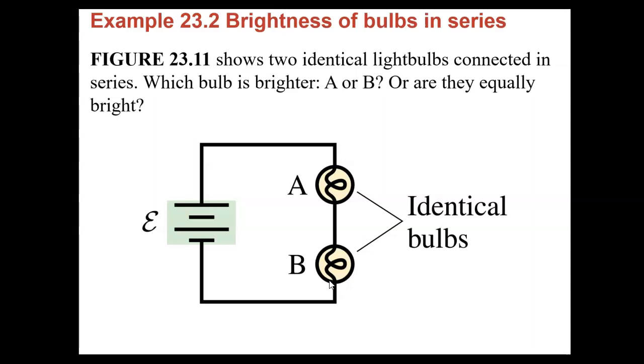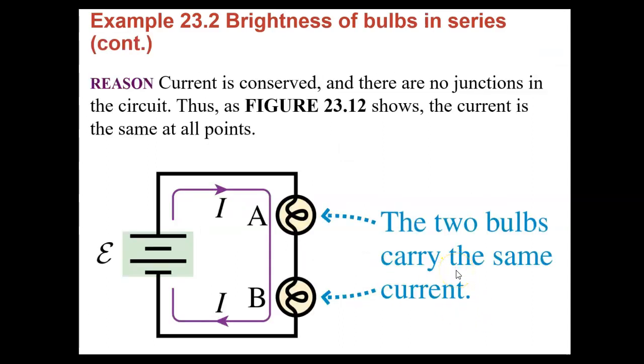So figure 23.11 shows two identical light bulbs connected in series. Which bulb's brighter, A or B, or are they equally bright? Take a moment to guess. If they're identical bulbs, okay, they're identical bulbs. We know that they're in series, so they're going to carry all the same current through them.